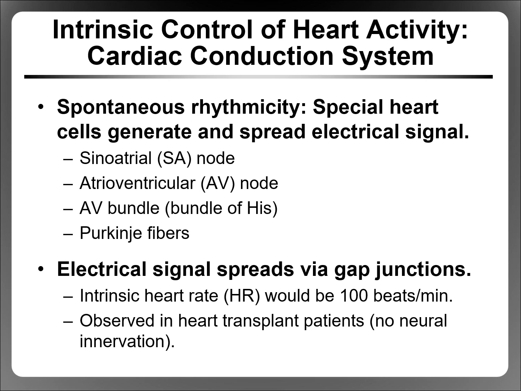But basically what's going to happen is these cells that have spontaneous rhythmicity are going to send a signal out through the heart. And that electrical signal is going to spread rapidly through the gap junctions. Our intrinsic heart rate is somewhere around 100 beats per minute. And we know this because we observe this in our heart transplant patients. This is because there's no actual neural innervation from the vagus nerve to that heart because it had to be cut during the transplant. So we know this spontaneous rhythmicity hangs out at about 100 beats per minute. And then we can kind of adjust up and down through hormones, nerves, and other functions.